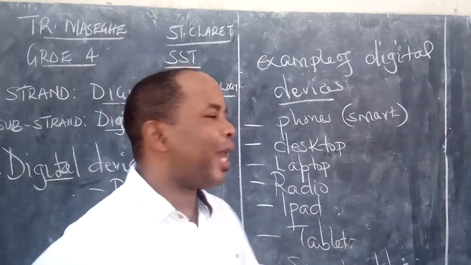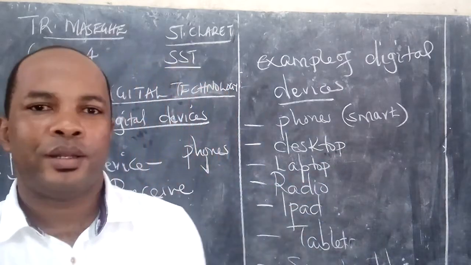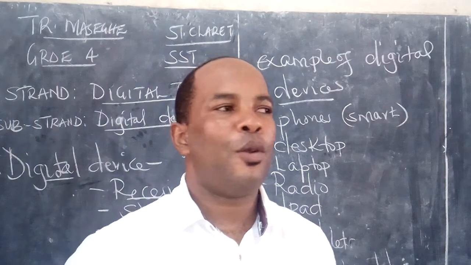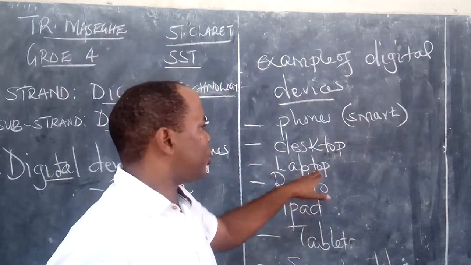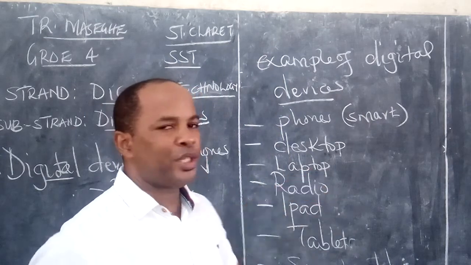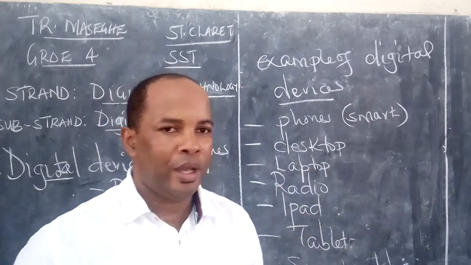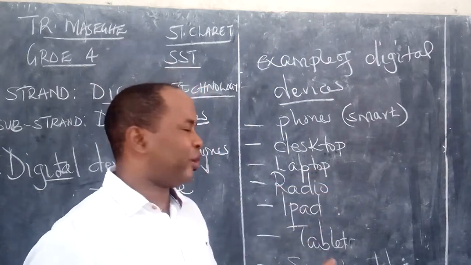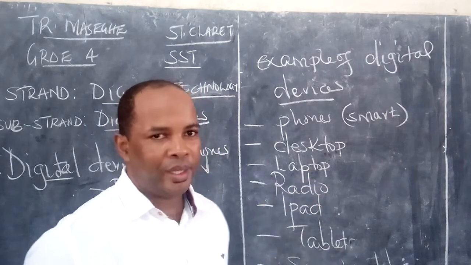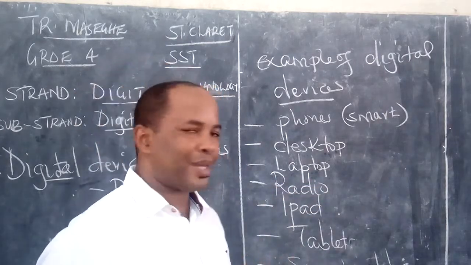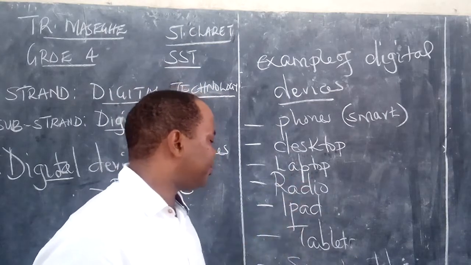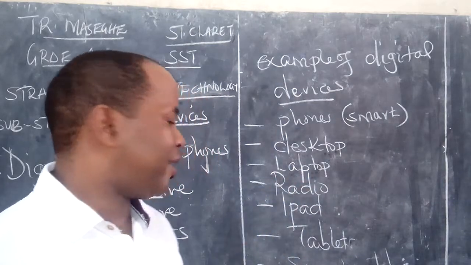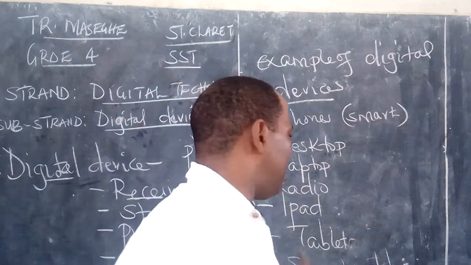There's the one we are calling laptop. For you to operate on it, you find that you have to put it on your lap. So that's what you can mean by laptop. You put it on your lap and you work, or you type if you're typing, or you are sending any message, or you are doing something using that particular equipment. iPad, we know it. Tablet, we know it.